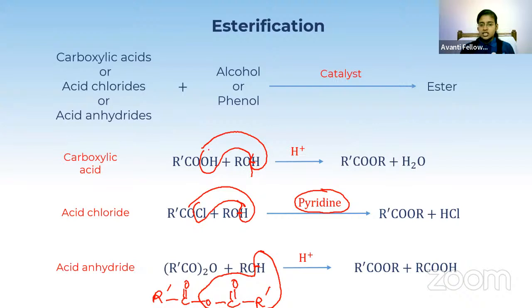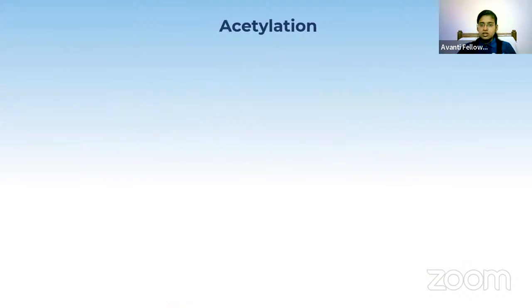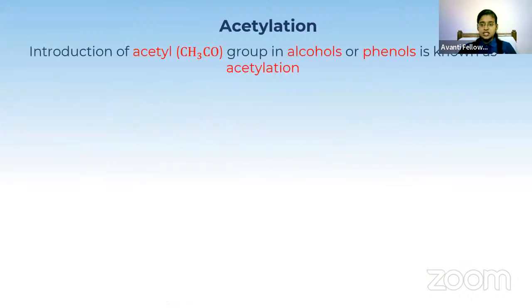So we have R dash COOR. One of the components is ester. And the one which is getting eliminated, this group, is R dash COOH. Carboxylic acid is coming out as the other product. Okay. So from this reaction, we are going to study one more with the same mechanism, and the name of the reaction is acetylation.